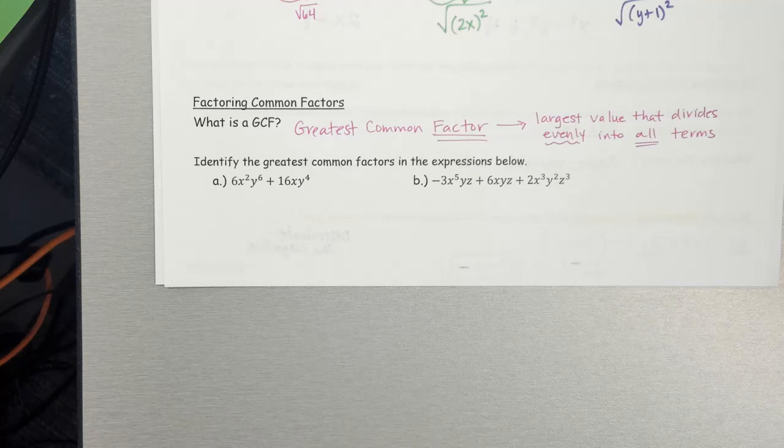Okay, so for A and B, go ahead and write down what the GCF is. Okay, GCF can have a number and variables in it. So I start with the number.